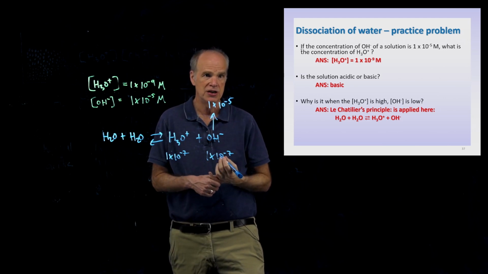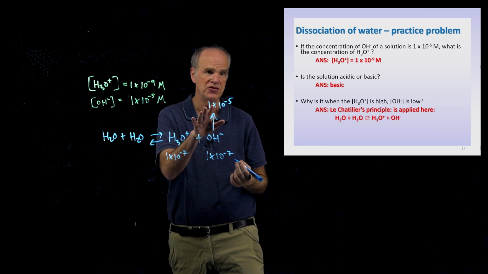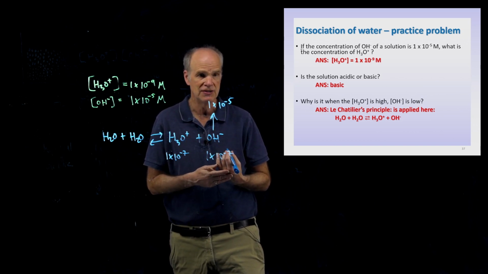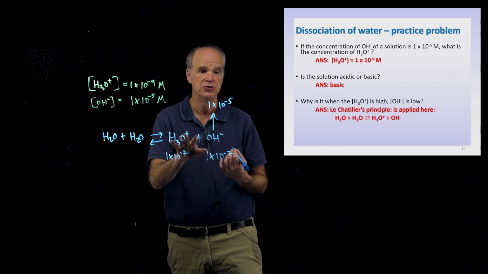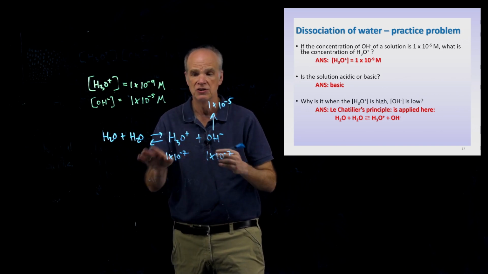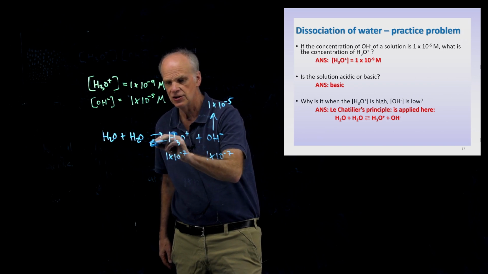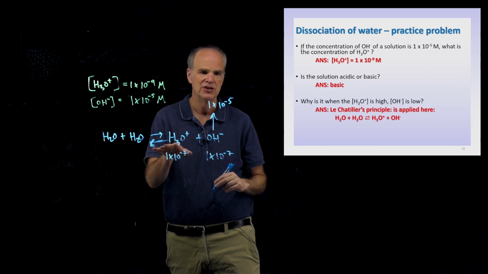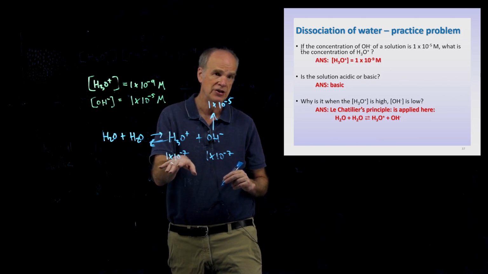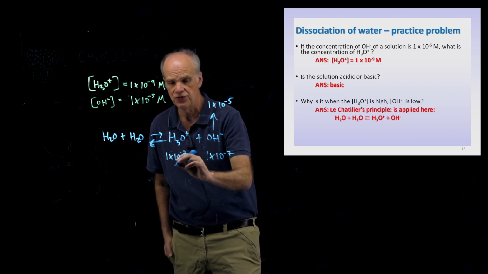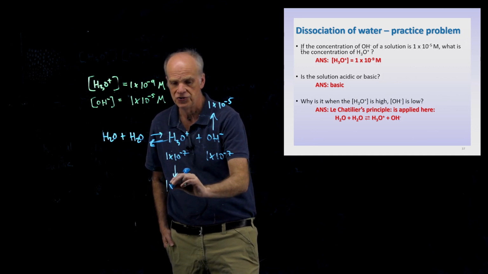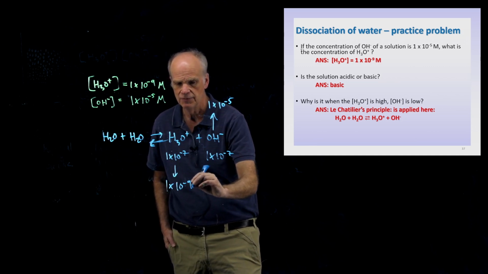So how does the equilibrium respond? The stress is increasing the hydroxide concentration. The equilibrium will respond to relieve that stress, so it's going to want to take hydroxide away. The way you take hydroxide away is by increasing the reverse reaction. But think about what happens when you increase the reverse reaction. You were at 1 times 10 to the negative 7 molar hydronium. This will fall, and we know exactly how far it will fall: to 1 times 10 to the negative 9 molar.